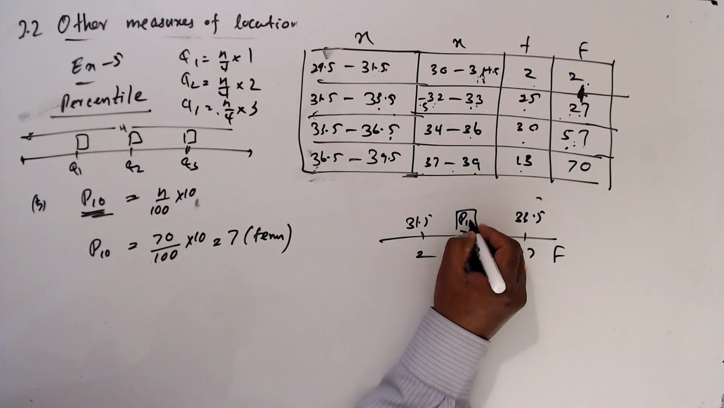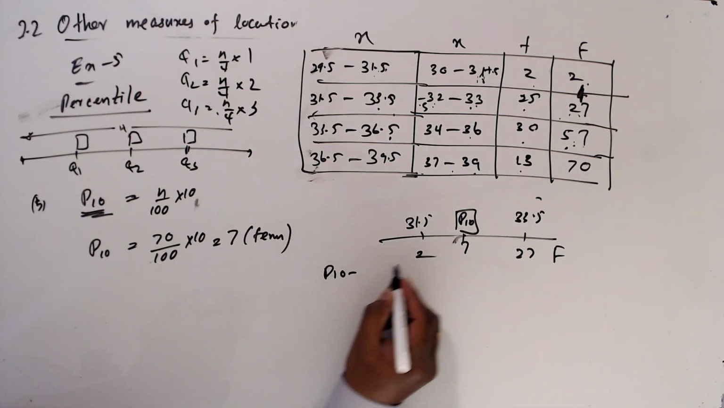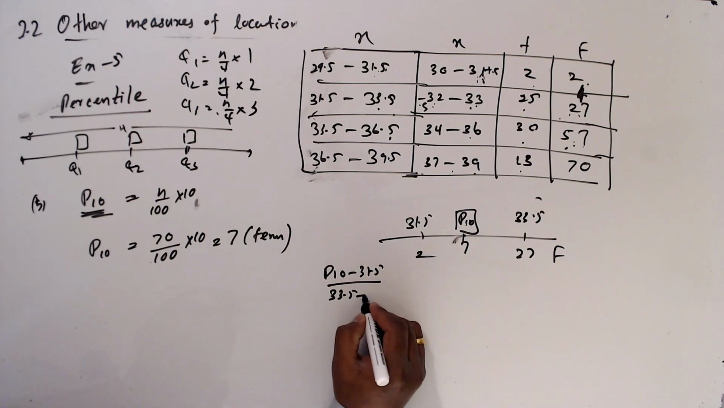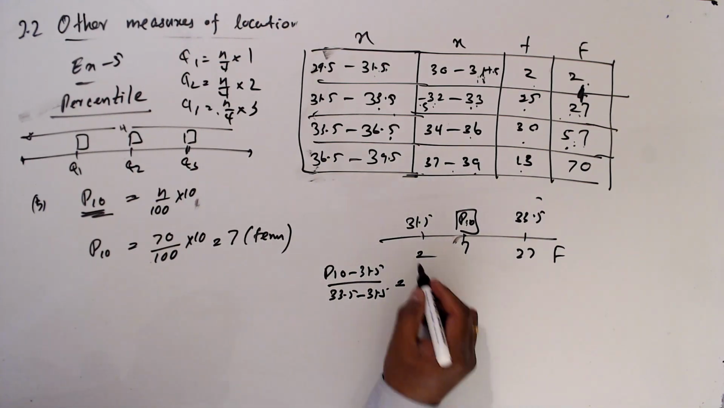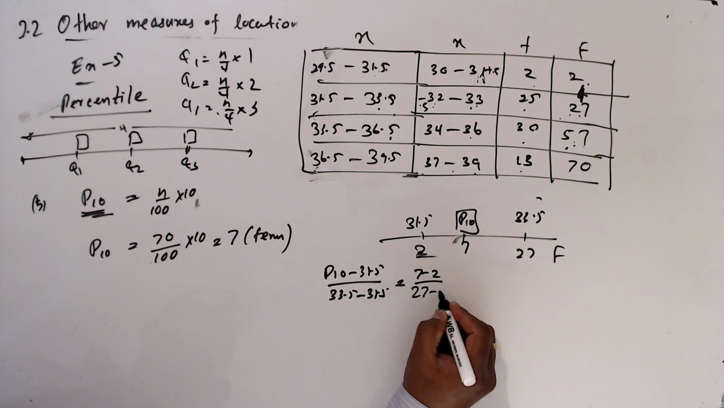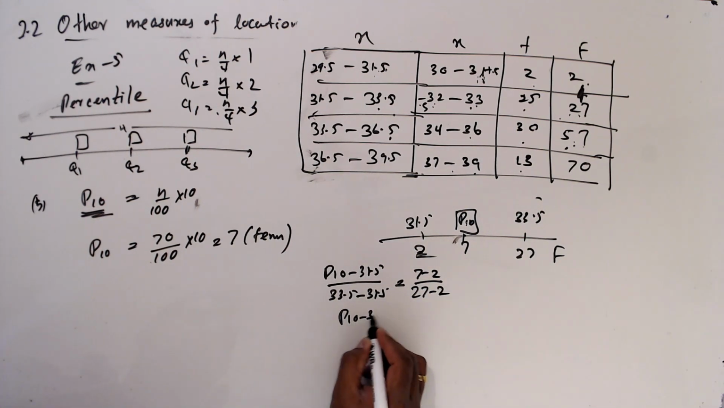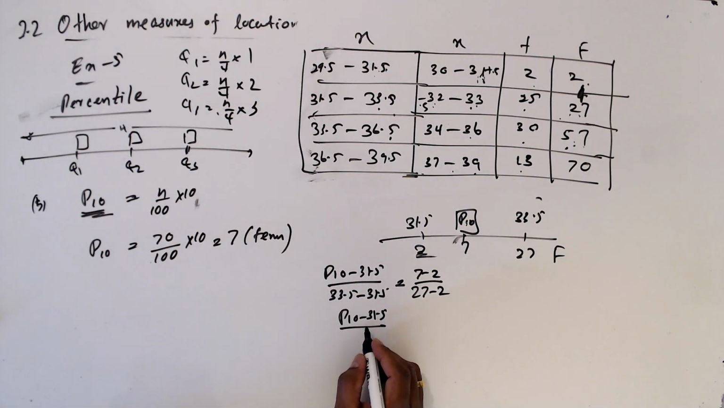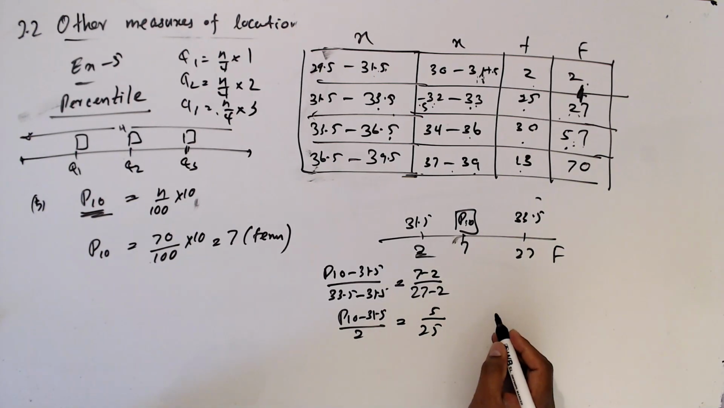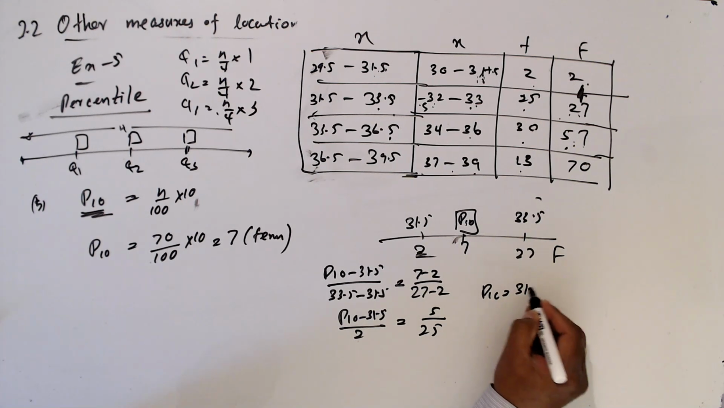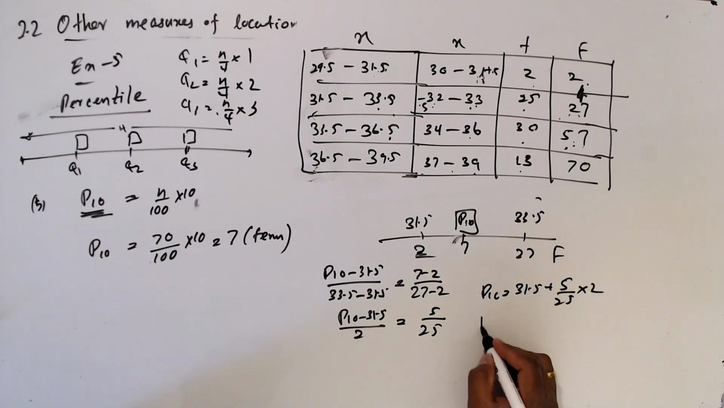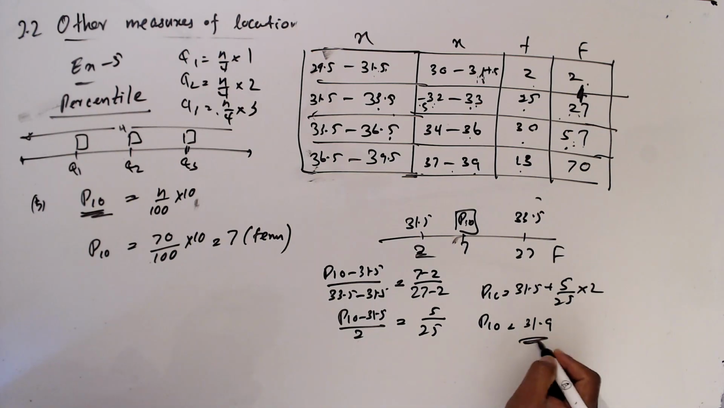So then P10 minus 31.5 divided by 33.5 minus 31.5, which is 2, equals 7 minus 2 over 27 minus 2. So P10 minus 31.5 divided by 2 equals 5 over 25. So P10 equals 31.5 plus 5 over 25 times 2. So P10 is 31.9.